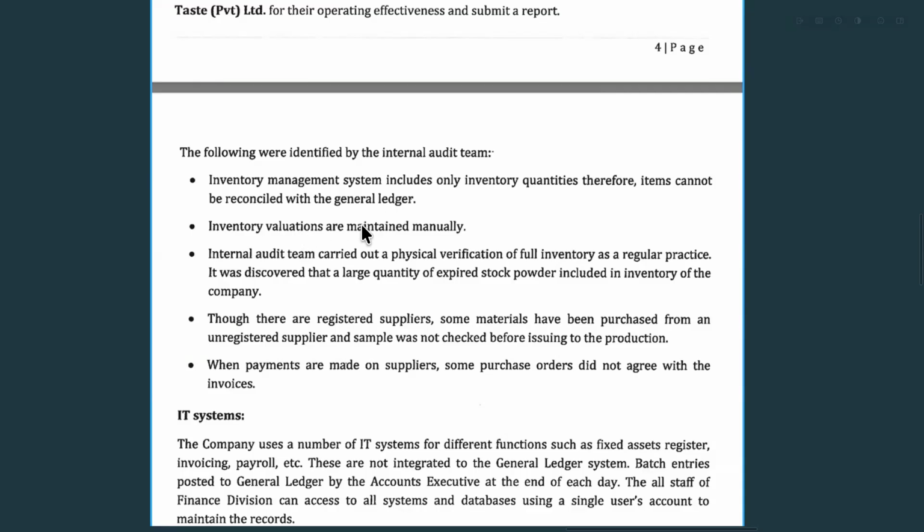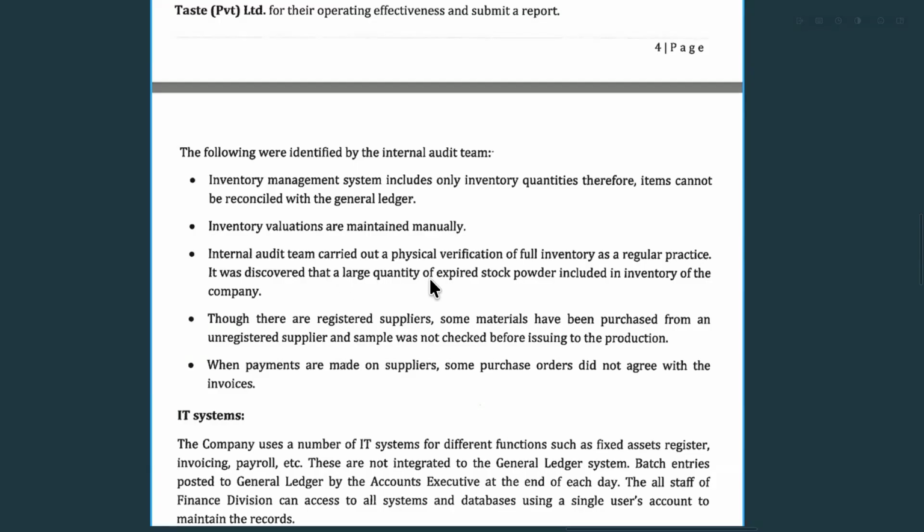And the second one: inventory valuations are maintained manually. There are no systematic automatic calculations for the FIFO or WAC method. So it's manual, there can be some human errors. So that's one of the weaknesses. An internal audit team carried out a physical verification. It means physically they went to the inventory and they checked. So they carried out a physical verification of the full inventory as a regular practice.